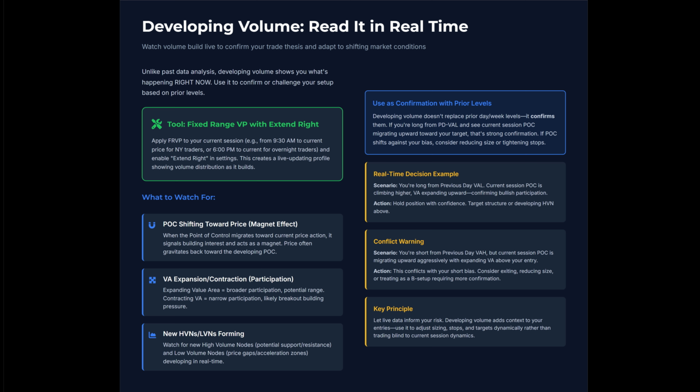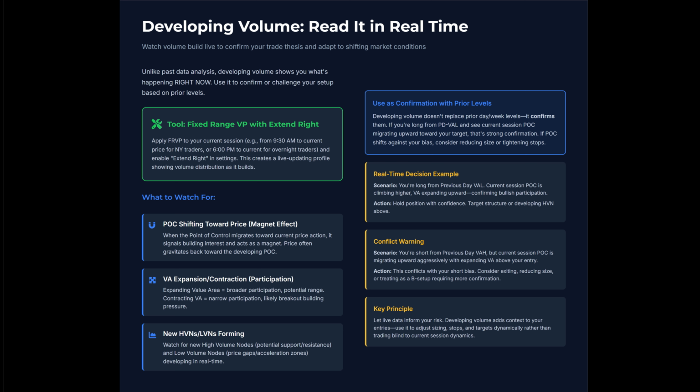The second pattern is value area behavior, specifically whether the value area is expanding or contracting as the session progresses. Value area expansion. The VAH and VAL boundaries move farther apart as the session develops. This indicates broader participation across price levels. Volume is accumulating across a wider range, meaning the market is finding acceptance at multiple prices. But here's the key insight. Watch how the expansion occurs.